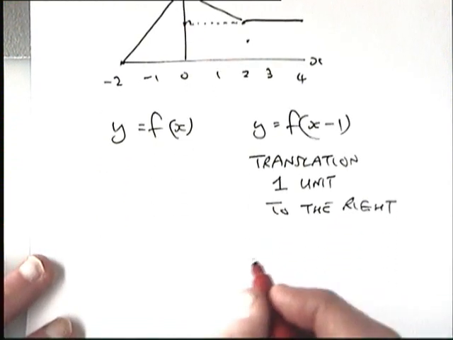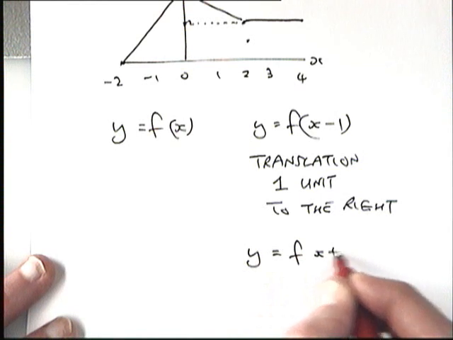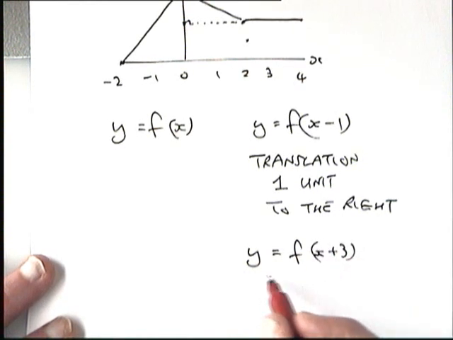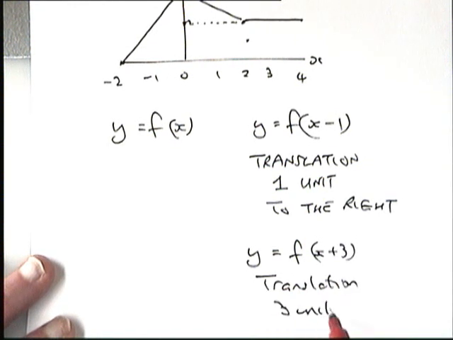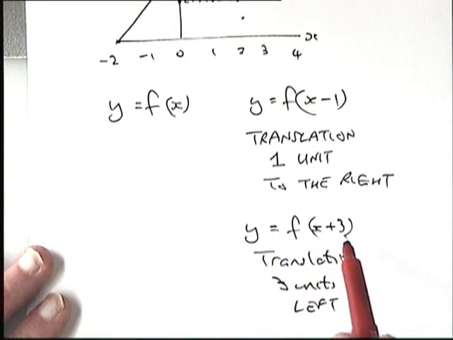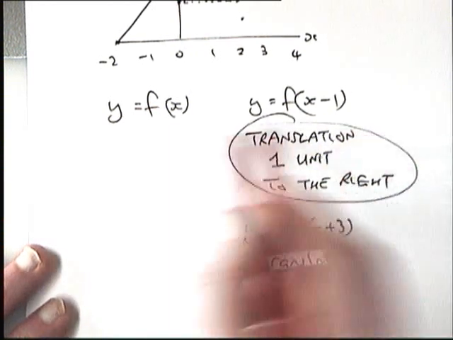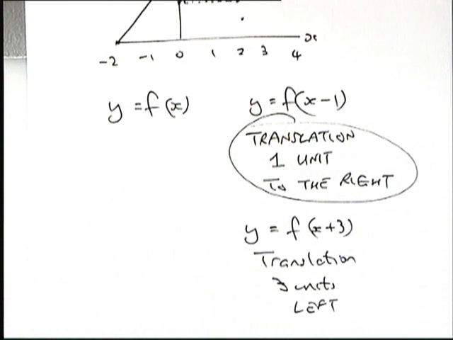Just as an explanation, if the question had instead been f of x plus 3, that would have been a translation of 3 units, but if it's a plus number here, it is left. So if it had been x plus 3, that would have been a translation of 3 left. But for our question, it was a translation of 1 unit to the right.